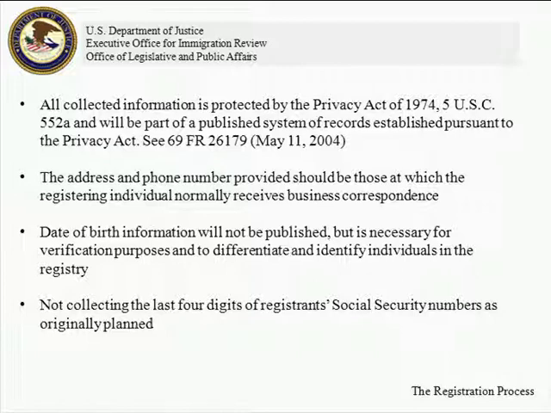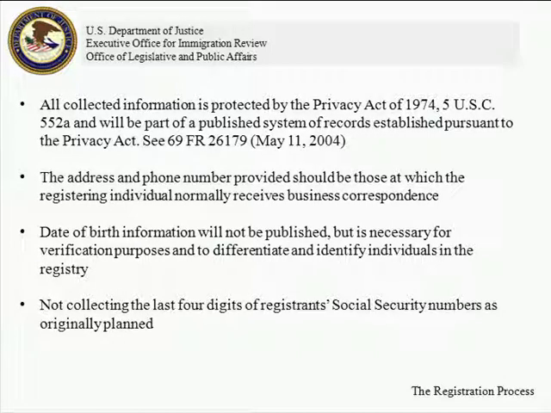The information we collect, a lot of people are concerned about security on the internet these days, understandably so. Know that all the collected information is protected by the Privacy Act of 1974 and will be part of a published system of records, which is what we are required to do under the Privacy Act. EOIR can disclose the information under routine uses that are specified in a system of records notice, and any changes to that will be published so that you will be aware in the Federal Register.